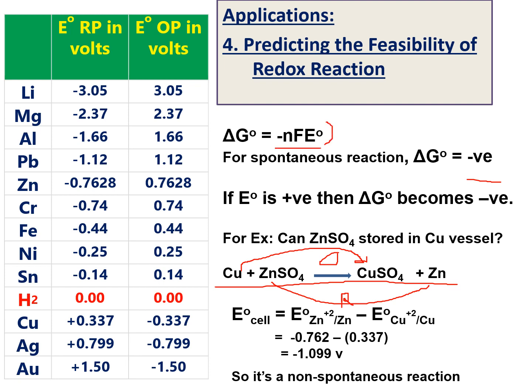So if E naught value is positive, then this total value becomes negative and delta G naught also becomes negative. So for delta G naught to become negative, E naught should be positive. For this reaction, is E naught positive or not? If you calculate it, then you can tell whether this reaction is spontaneous or non-spontaneous. According to our formula, substitute the terms: E naught cell is equal to E naught cathode minus E naught anode.